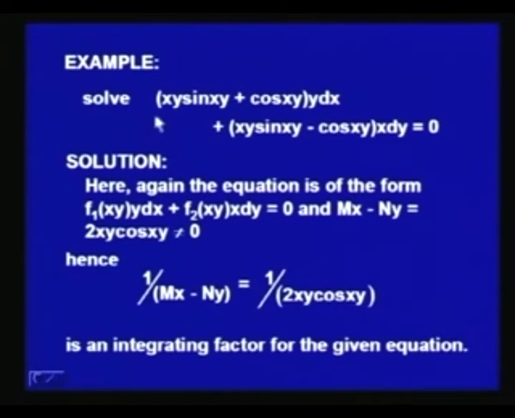And then we take another example of a differential equation of this type: (xy sin xy plus cos xy) into y dx plus (xy sin xy minus cos xy) into x dy equal to 0. So, here again we have the differential equation as a function of xy into y dx plus a function of xy into x dy equal to 0, and we note that 1 over mx minus ny is equal to 1 over 2xy cos xy. So, it is an integrating factor for the given equation.